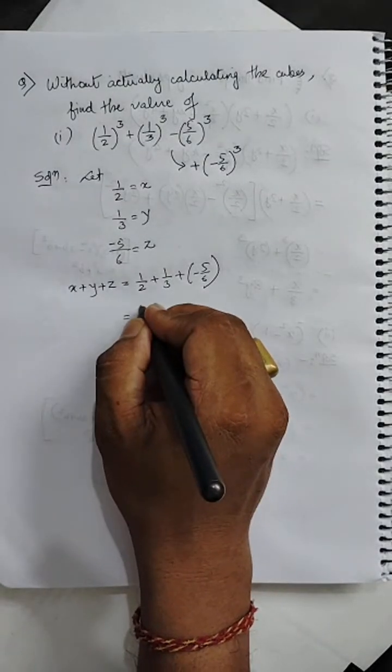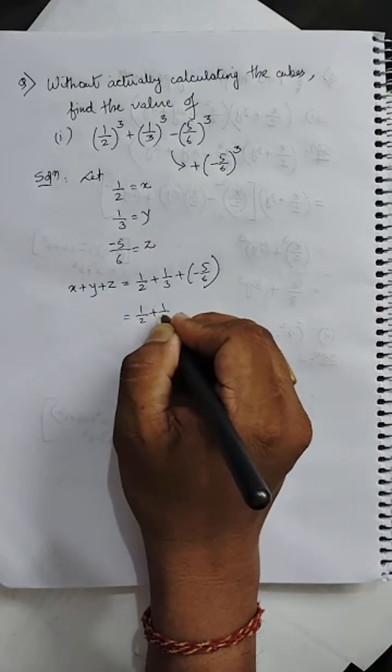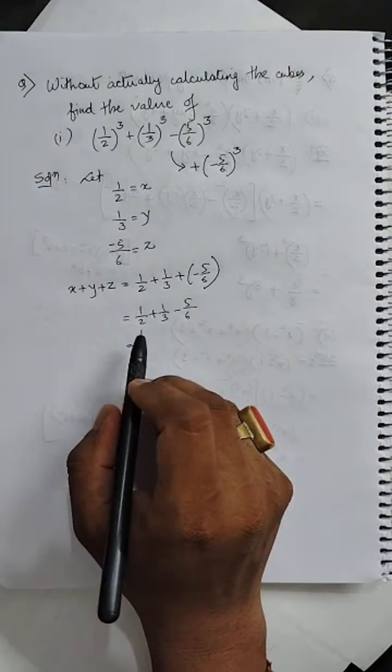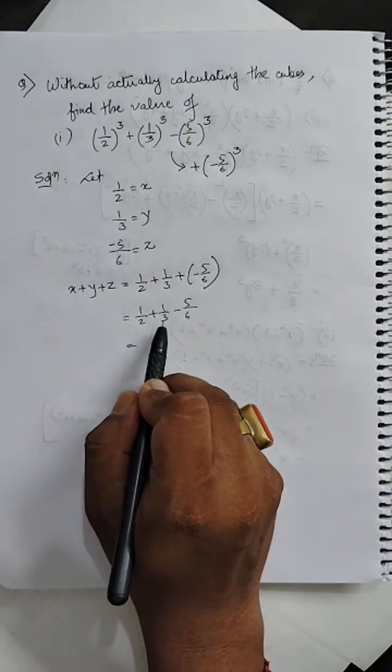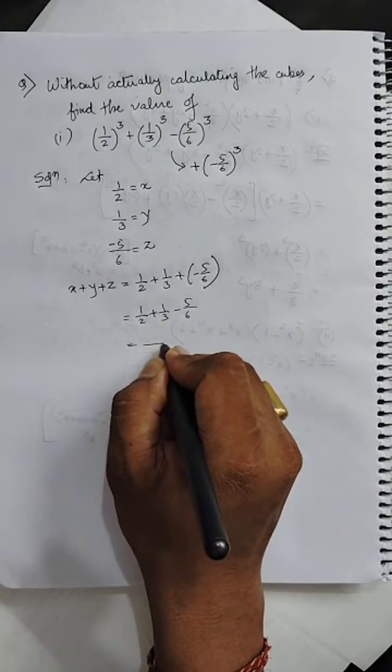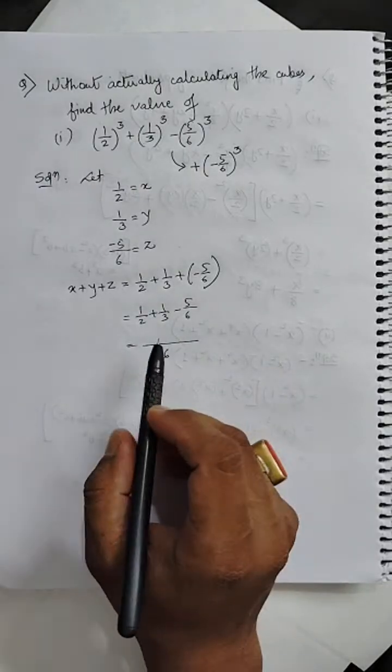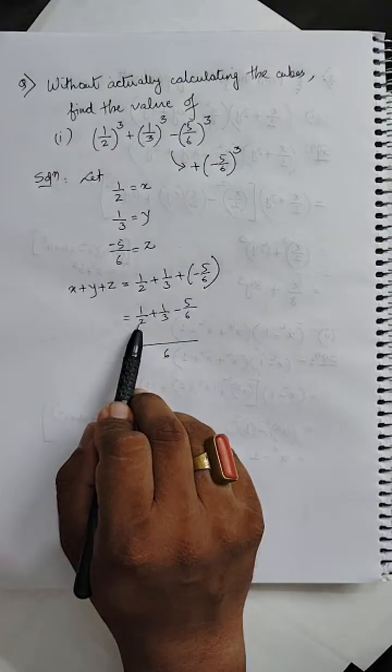So this is 1/2 plus 1/3 minus 5/6. Now we have to find out the LCM of 2, 3 and 6. The LCM of 2, 3 and 6 is 6. It's very obvious. So 2 multiplied by 3 is 6.